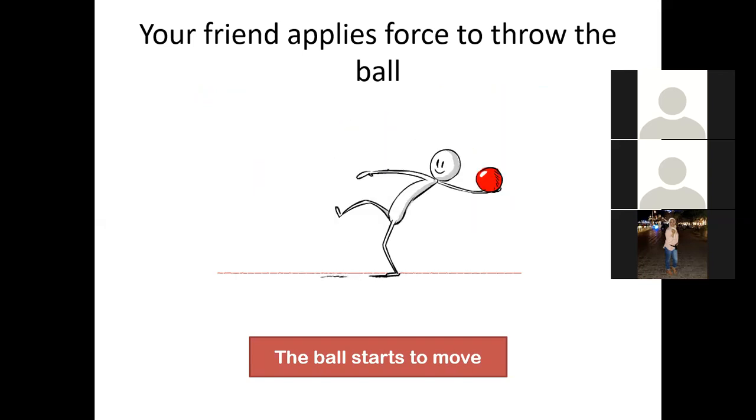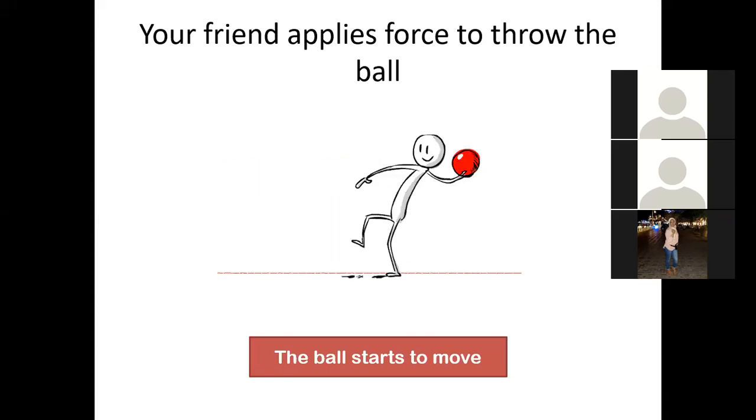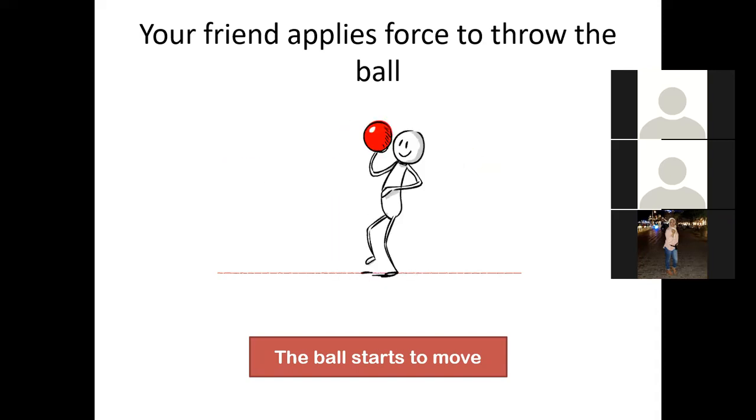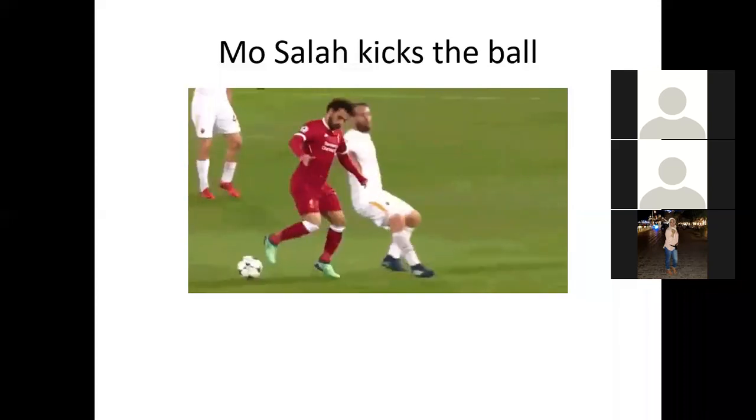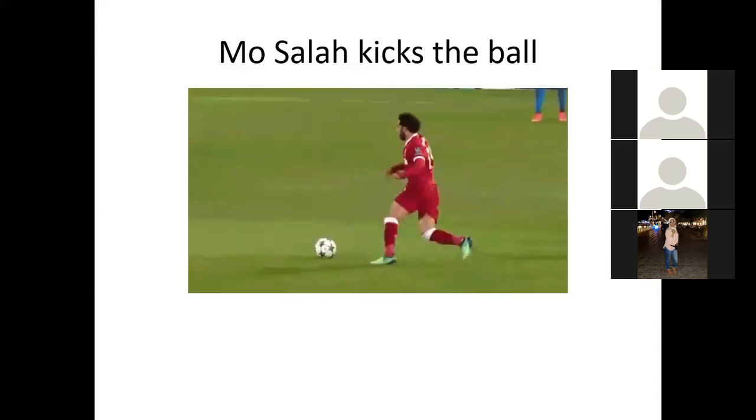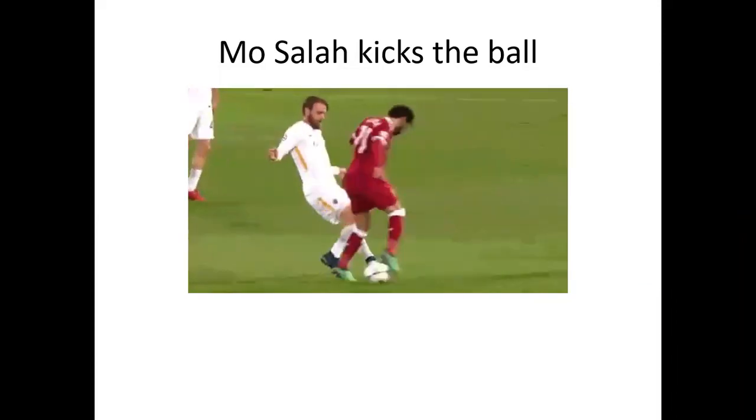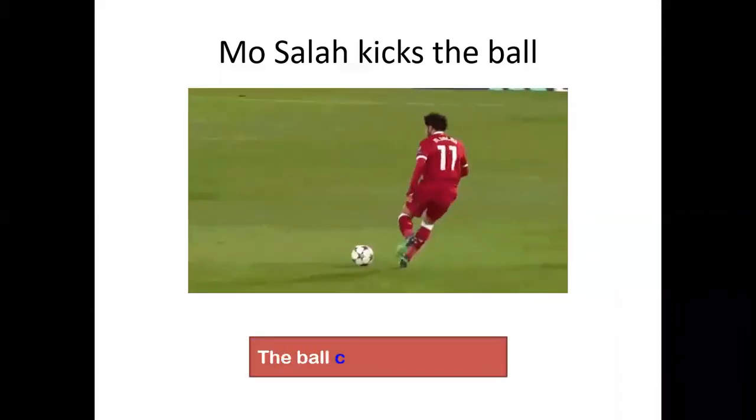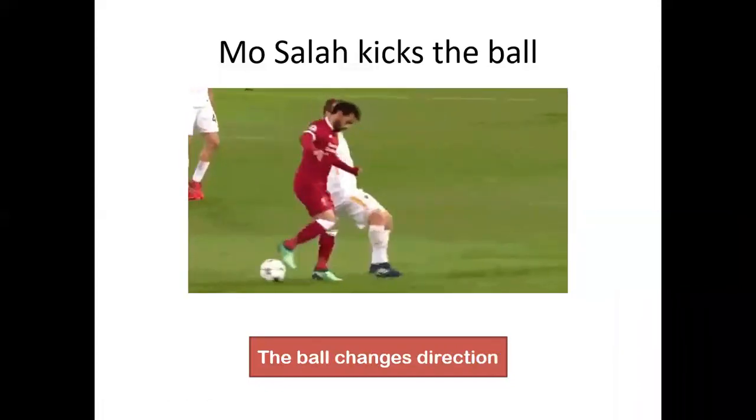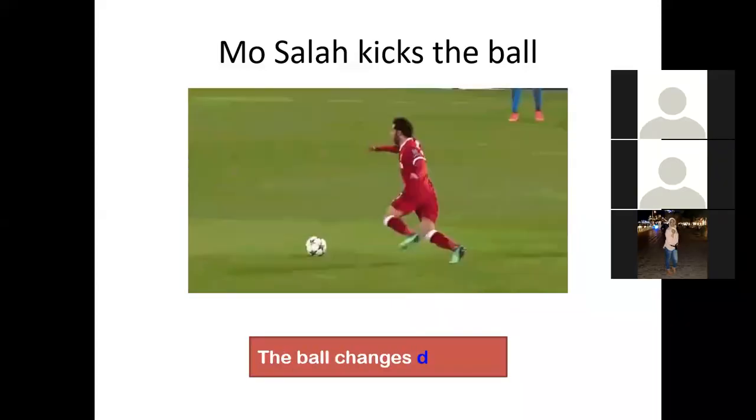Sometimes the object is already moving, but you want to change the direction of its movement. Like here, Mo Salah, one of the other team players is trying to take the ball from him. So what did he do? He applied a force on the ball to change its direction. Okay, so this is another thing that you can do with the force. You can change the direction of an object.